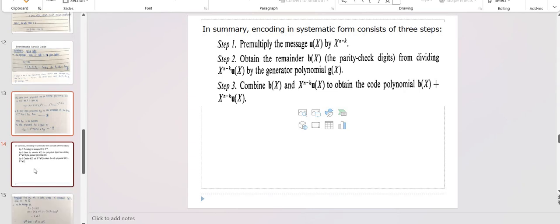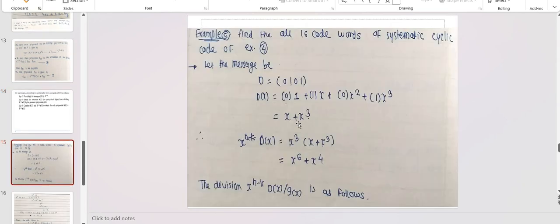These are the steps given here also. Let us consider this example: find all 16 code words of the systematic cyclic code. Let us consider the D, or message bits, as 0101. So D of x you can evaluate, that is the message polynomial: 0, 1 means x is present, x squared is absent, x cube is present. So x plus x cube is the message polynomial.